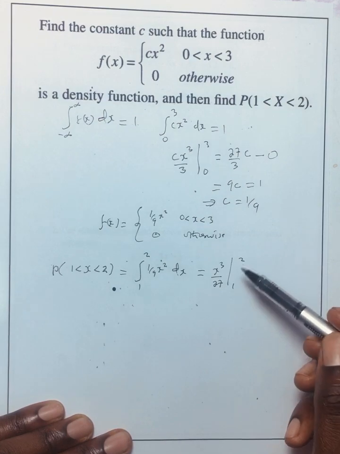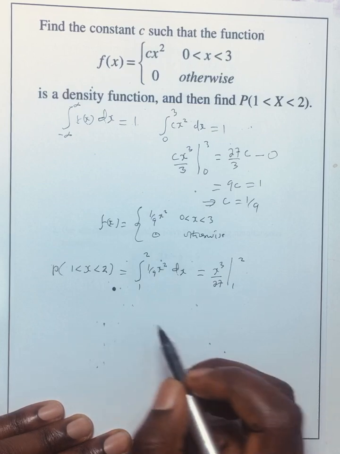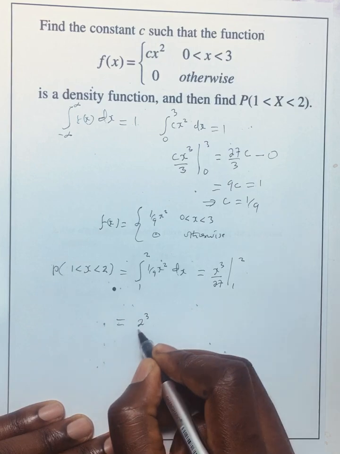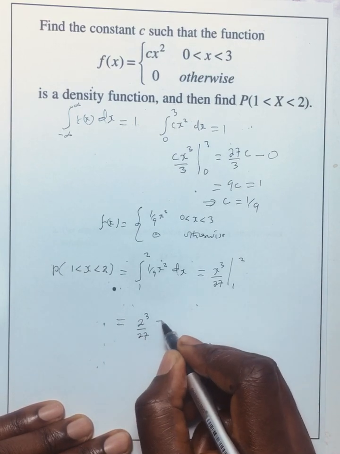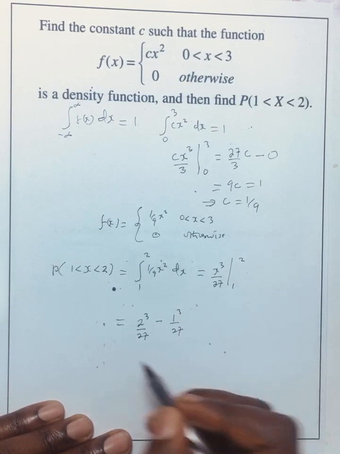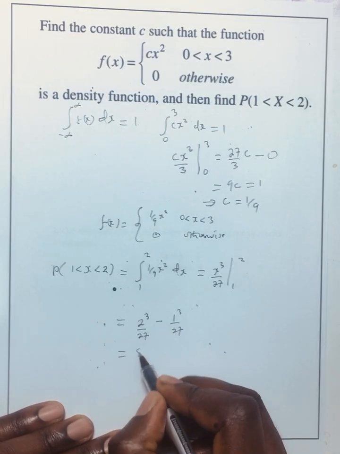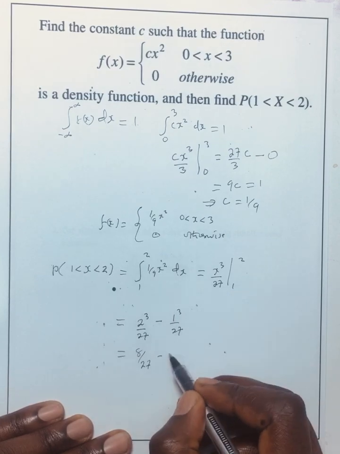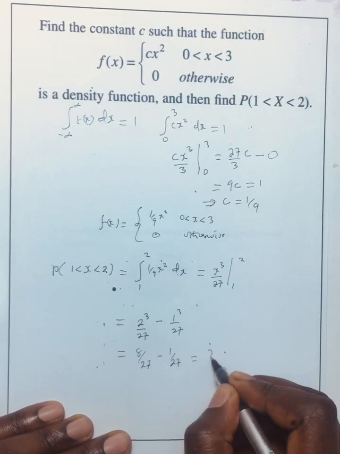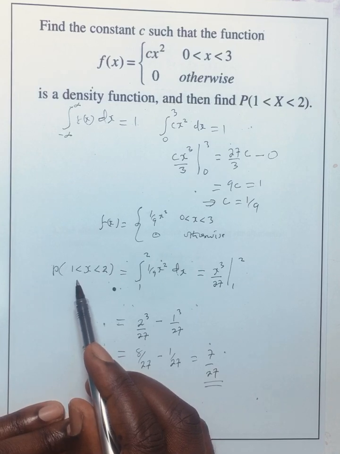So all we need to do is to substitute the value of x when it is 2 and when it is 1 and get the difference. So this will be, when x is 2, we have 2 cubed over 27 minus, when x is 1, that is 1 cubed over 27. So we have 2 cubed, that is 8. So we have 8 over 27 minus 1 over 27. So that is 8 minus 1, that is 7 over 27. So that is the probability that x is between 1 and 2.